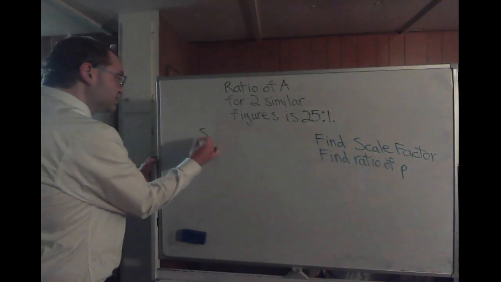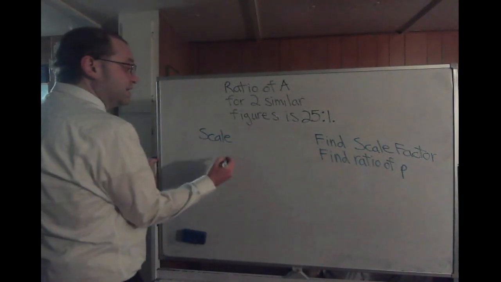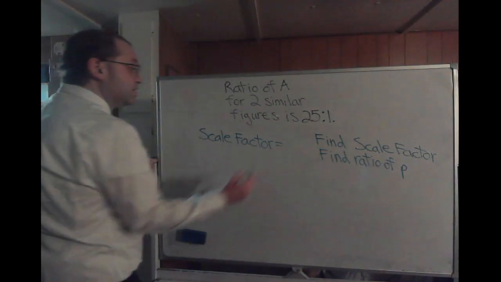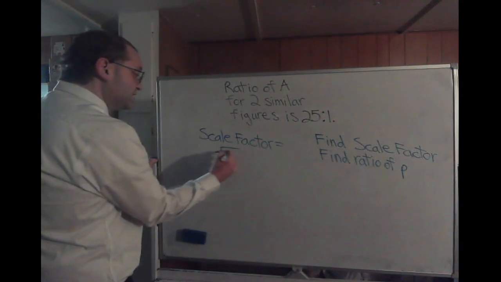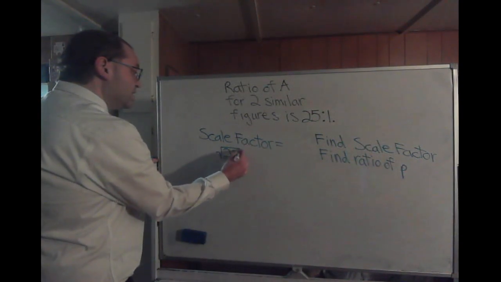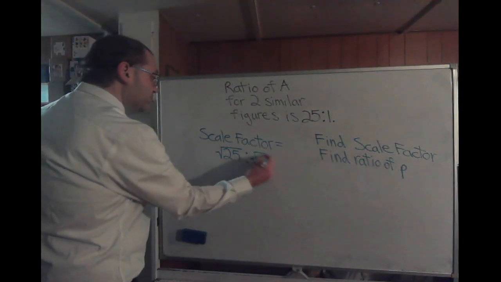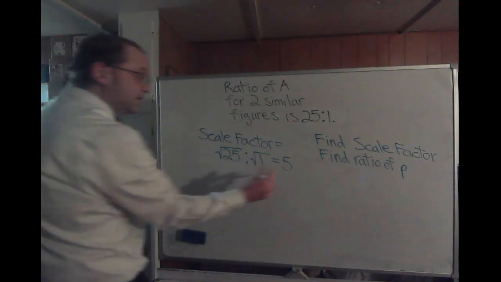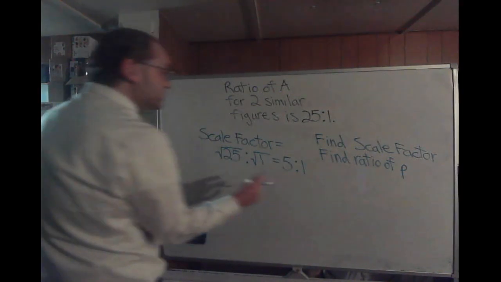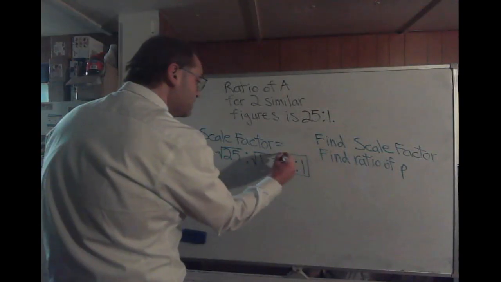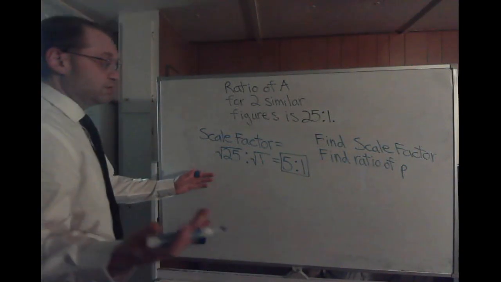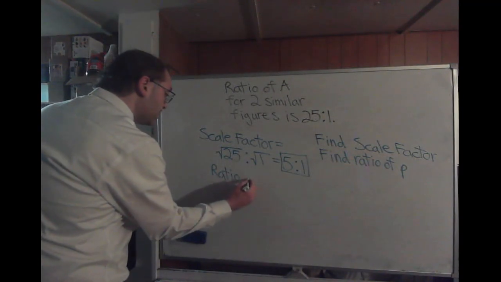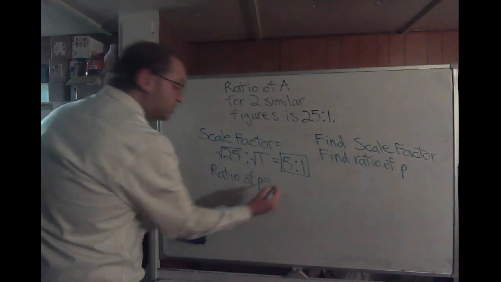So the scale factor itself, if you want to work backwards from the ratio of the areas, is going to be equal to the positive square root of 25 to the positive square root of 1. The square root of 25 is 5, the square root of 1 is 1. So that leaves you with the scale factor itself of 5 to 1. Now what about the ratio of the perimeters? The ratio of the perimeters is the same as your scale factor. So the ratio of the perimeters in this case is also 5 to 1.